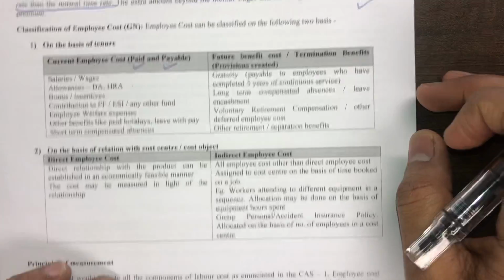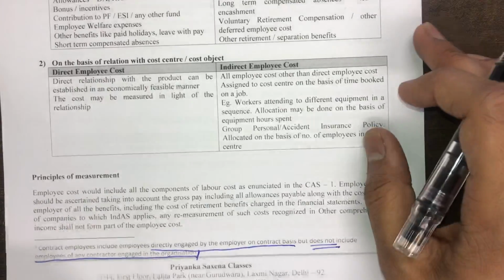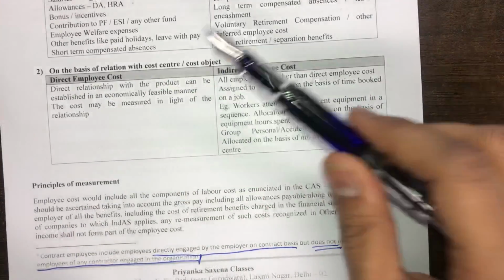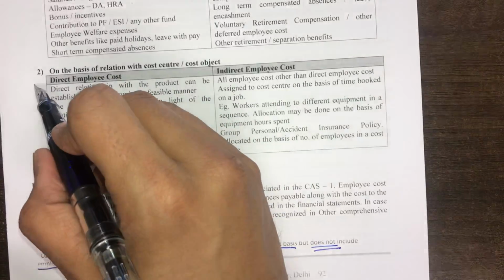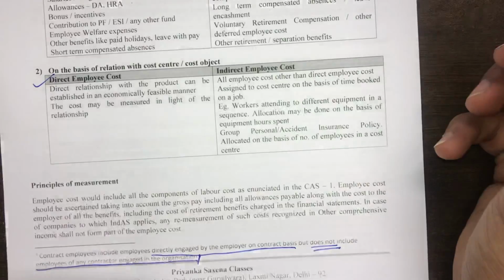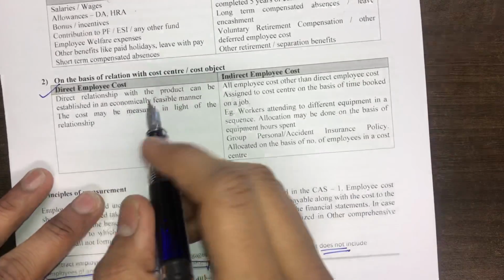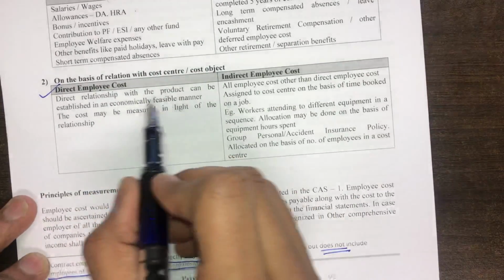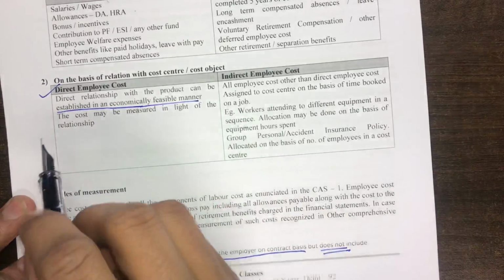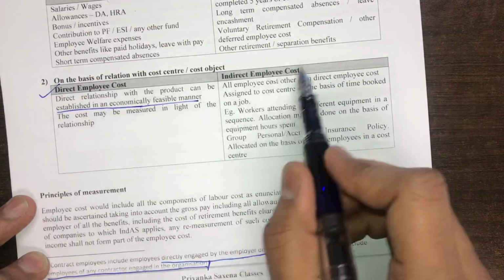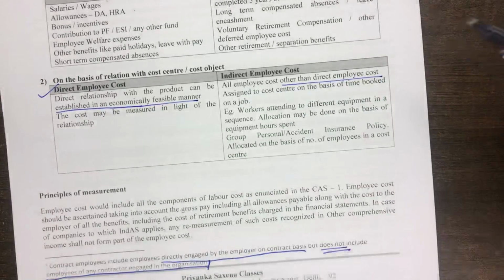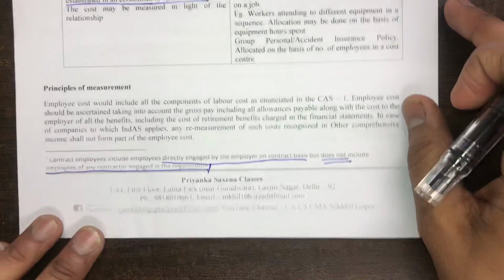Then comes the point where we bifurcate the employee cost on the basis of cost center or the cost object. It'll be categorized into two parts: direct employee cost and indirect employee cost. As you are aware, direct employee cost means cost which has a direct relationship with the cost object in an economically feasible manner. And what is indirect employee cost? It is other than direct employee cost. So pretty simple. The bifurcation is pretty simple.